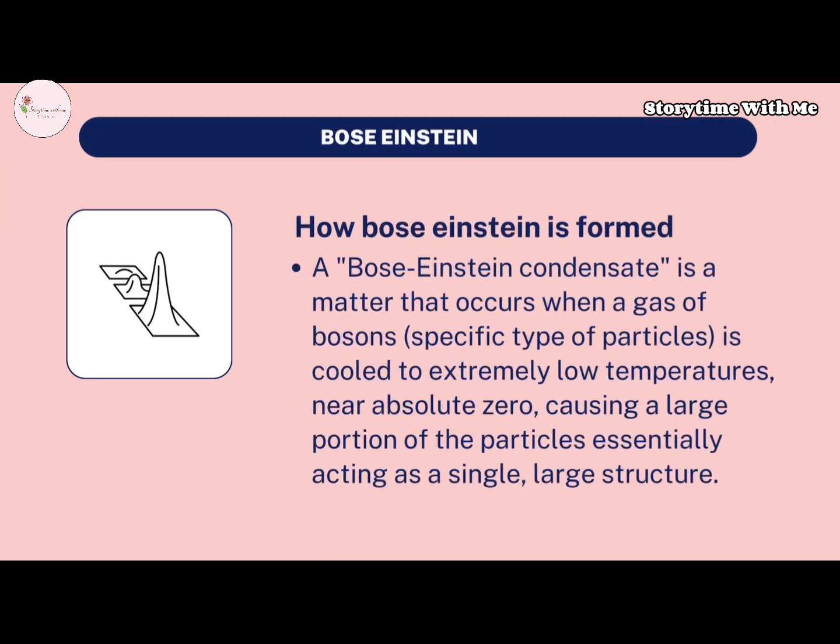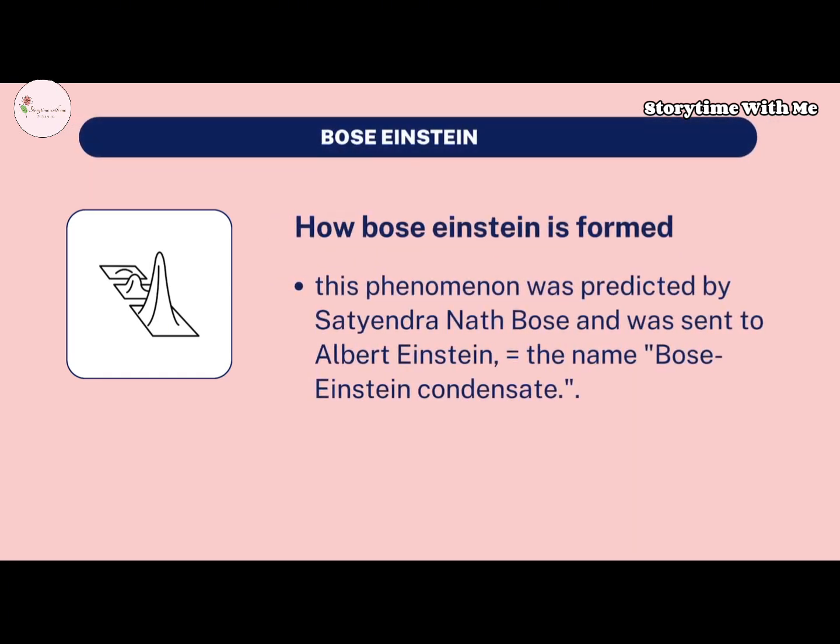A Bose-Einstein condensate is a matter that occurs when a gas of bosons, which is a specific type of particle, is cooled to extremely low temperatures near absolute zero, causing a large portion of the particles to essentially act as a single large structure. This phenomenon was predicted by Satyendra Bose, who sent it to Albert Einstein, hence the name Bose-Einstein condensate.